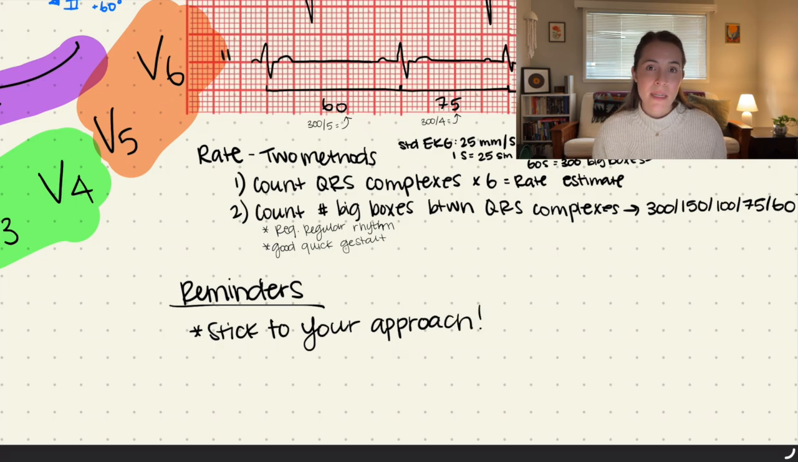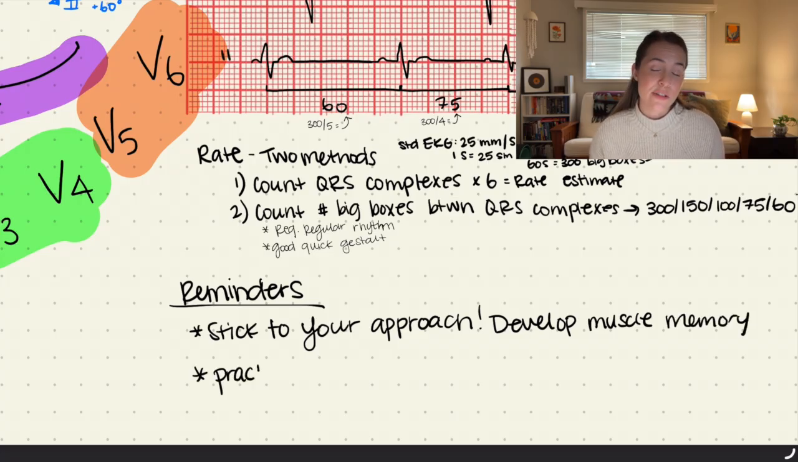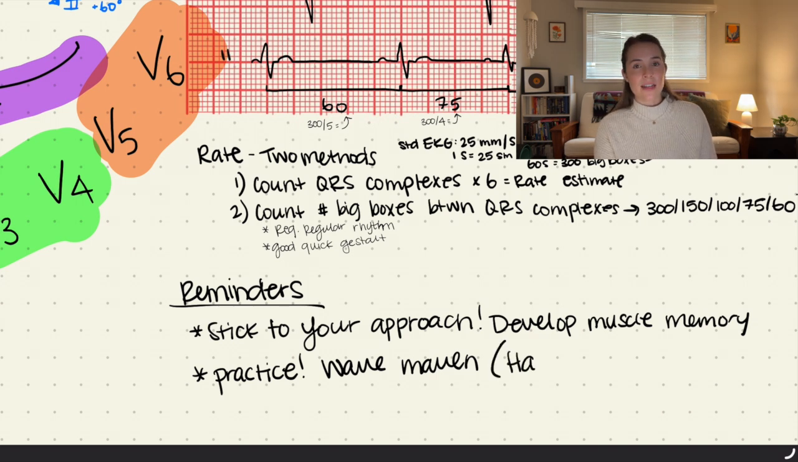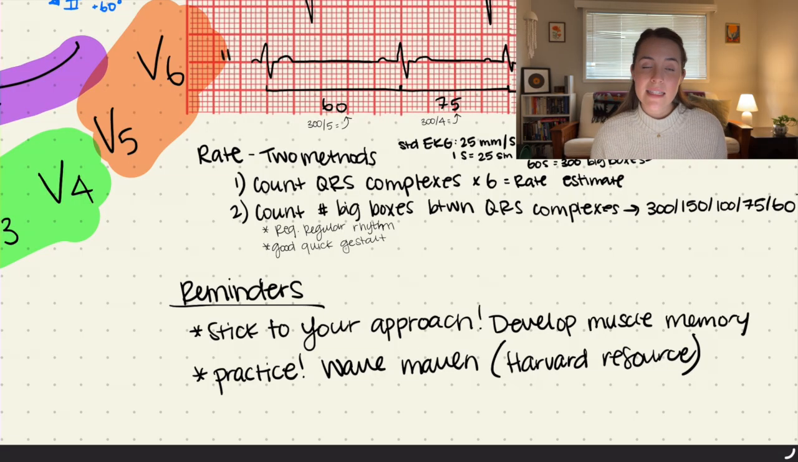And start by repeating this method over and over on the EKGs that you order on your patients. And a really great resource to use for additional practice is Wave Maven, and it was developed at Harvard, and it has a great testing method where you can look at a clinical vignette and tie it to the EKG and predict what's going on. And it's also divided up by difficulty. And that's really what I used to develop my approach.